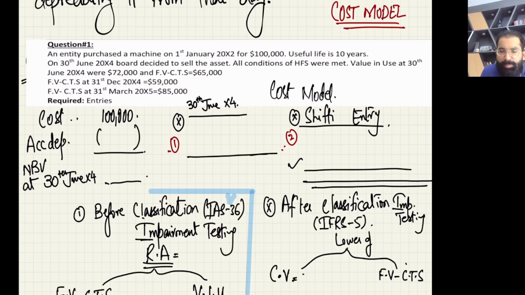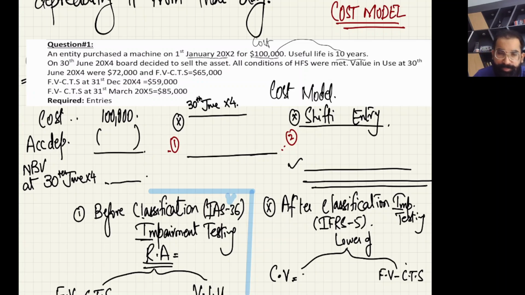They are saying an entity purchased a machine on 1st of January X2 for 100,000. This is the cost. Useful life is 10 years. Now just apply the basics. When no method is written, the depreciation method is always straight line, and when no scrap value is given, scrap value is 0. So simply do 100,000 divided by 10 years, and you will have a depreciation of 10,000 per year.